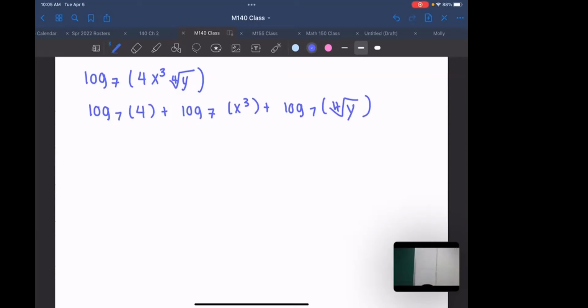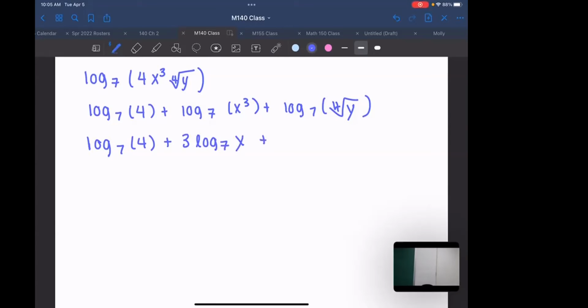What should I do next? What should be my next step? Bring the exponent. First of all, that 3 there definitely needs to go on top, right? So we have a rule that says we're going to take this 3 and move it to the front. So this turns into log base 7 of 4 plus 3 log base 7 of x, okay?